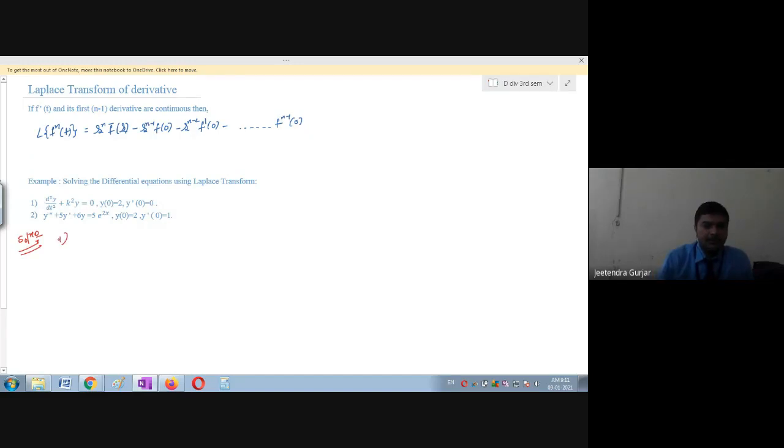See, the first one I will take here, right? They have clearly given d square y upon dt square plus k square y is equal to 0, with y of 0 equal to 2 and y dash of 0 equal to 0. These are the conditions they have given. Now I can write dy upon dt as y dash. I think you have come across this, students. So d square y upon dt square we can take as y double dash. Is it clear?